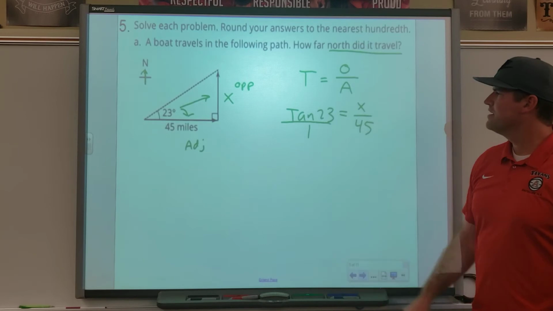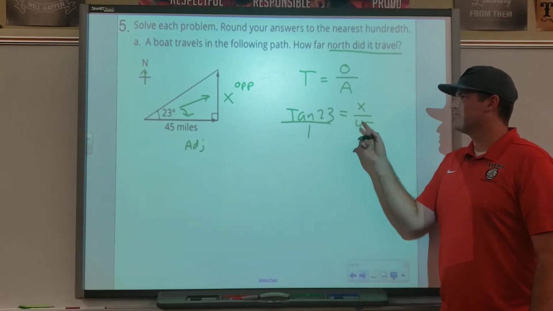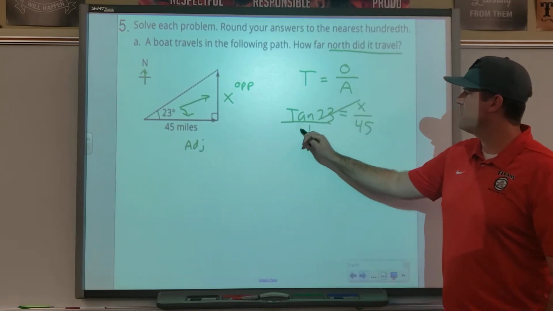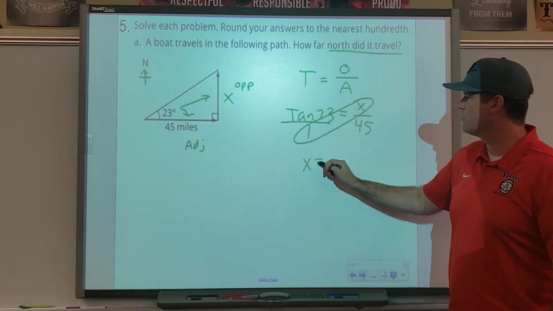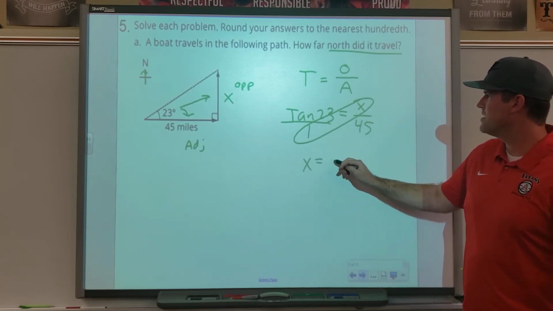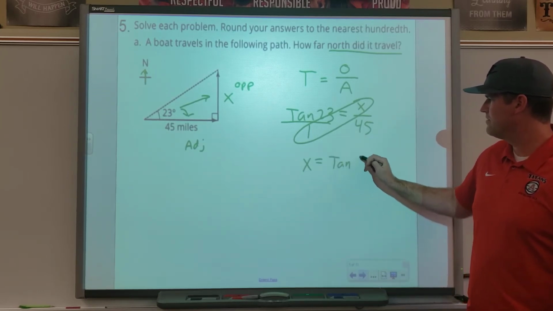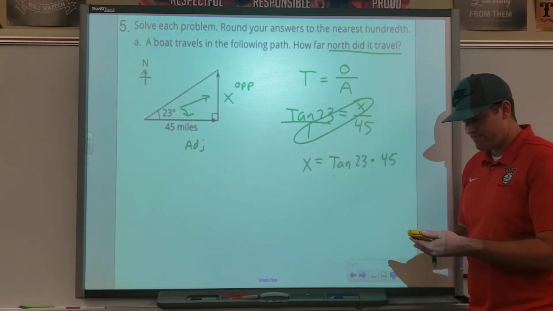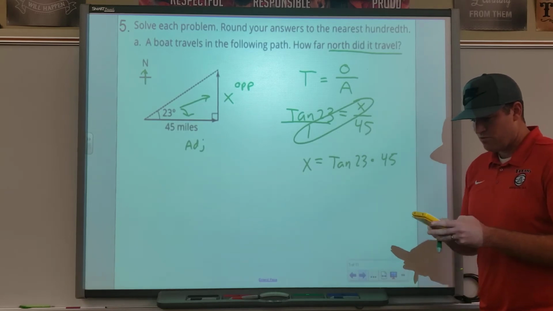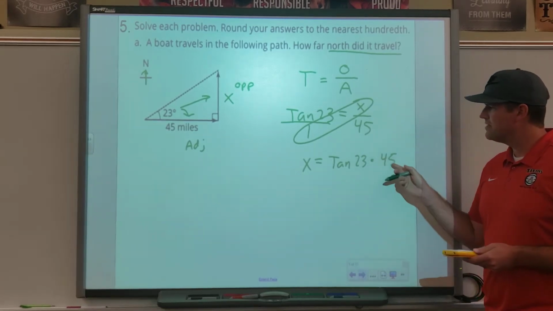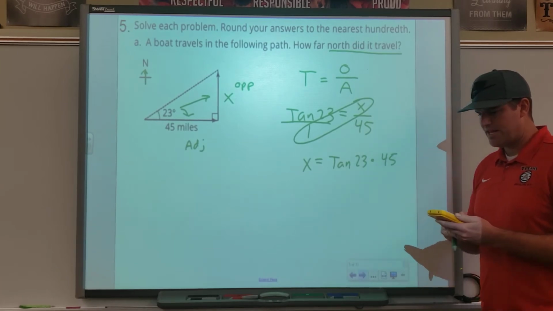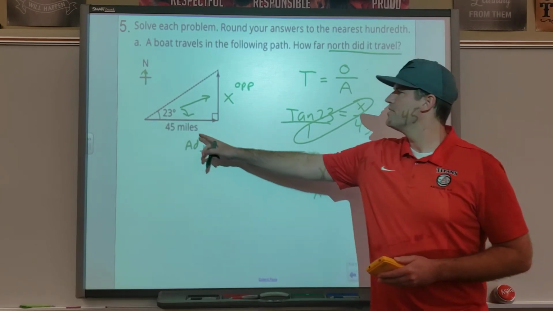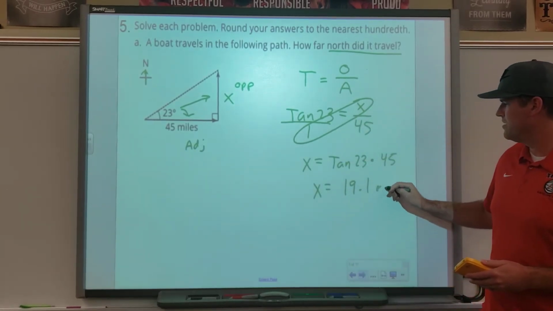Put this over 1. And you'll start to realize that if x is on the top, you're really just going to multiply your tangent times the number and you're done. But we can cross multiply just because that's what we've been doing. We're used to that. Tan 23 times 45. Again, make sure you do tangent of 23, not 23 times 45. So tan 23 is about 0.4. Times that by 45. And I get 19.1. So, question was in miles, so 19.1 miles.